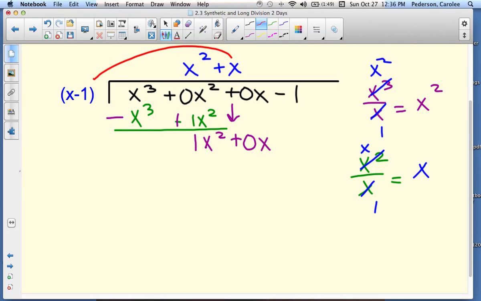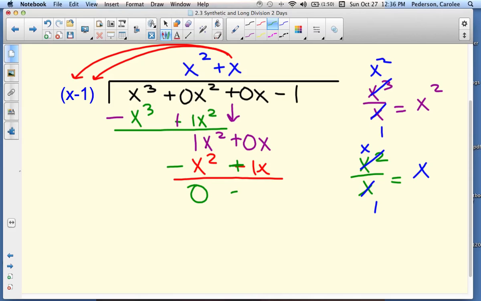So x times negative 1 is negative 1x. X times x is x squared. Subtract, minus, plus, changes those signs. 1x squared minus x squared is 0. 0x plus 1x is positive 1x. And I'll bring down our last term, minus 1.